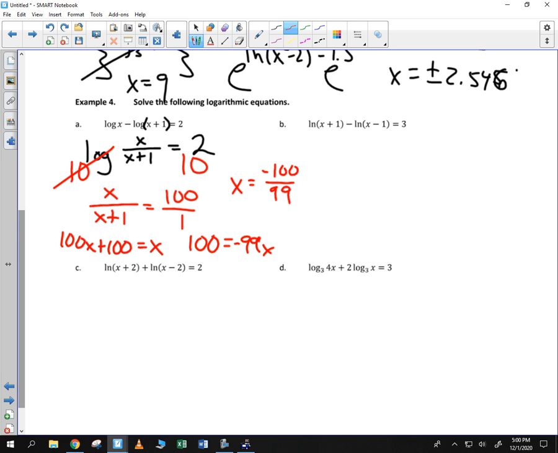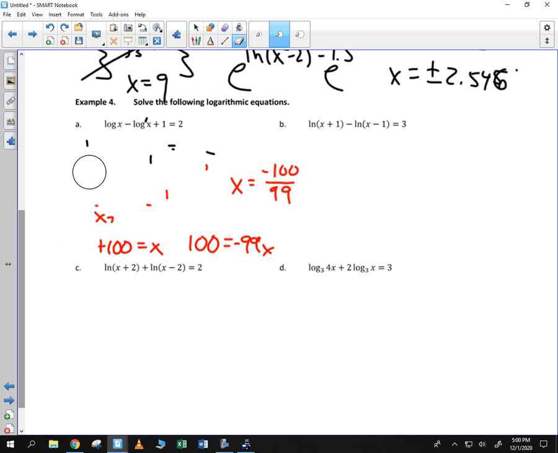Now, although that looks good, it turns out that that's not the answer. It turns out that in this situation, there is no solution. You might wonder why.